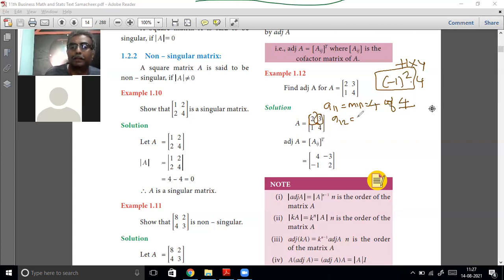The minor of 3 is 1. This is the minor. Cofactor of A12 is -1 into 3 into 1, that is equal to -1. So the cofactor is -1. What about A21?